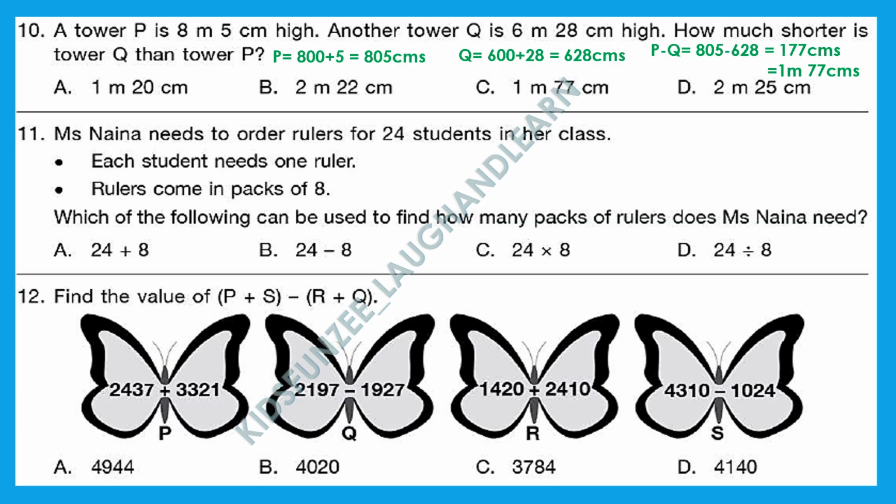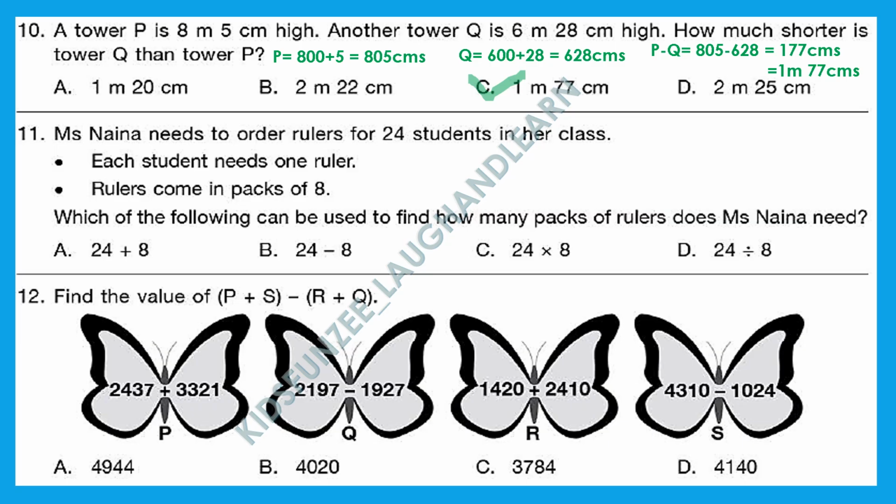177 centimeters. Now let's again convert it into meter and centimeter, because the options are given like that. So we can say 177 centimeters as 100 plus 77 centimeters, right? And 100 centimeters equal 1 meter. So we got the answer: 1 meter 77 centimeters. Option C is the right answer. Let's see question 11.